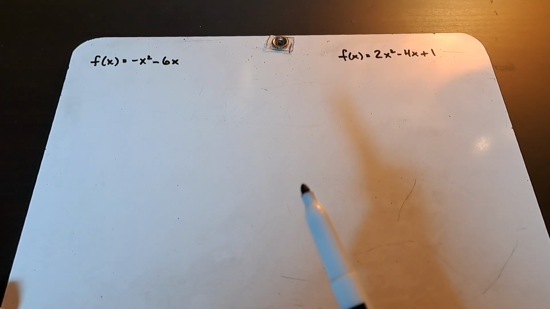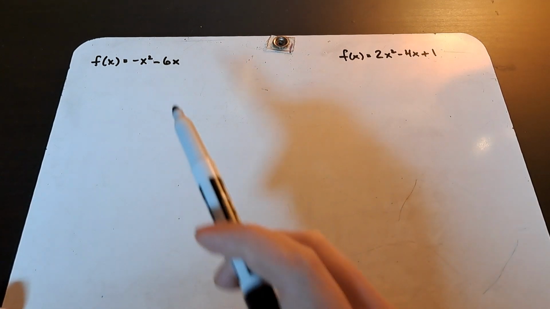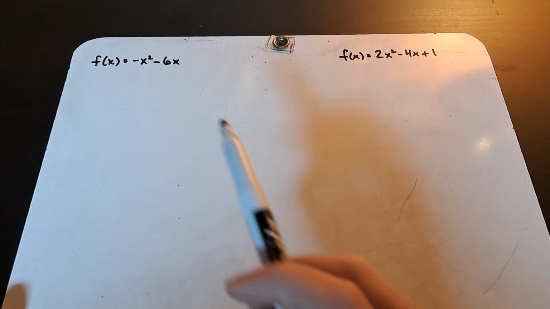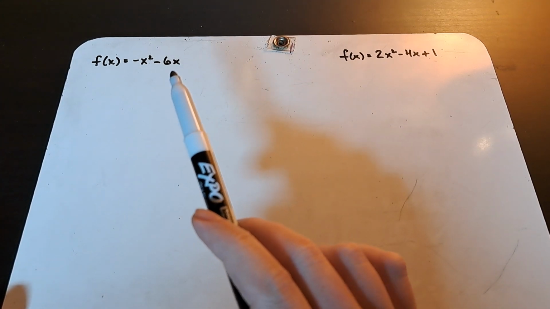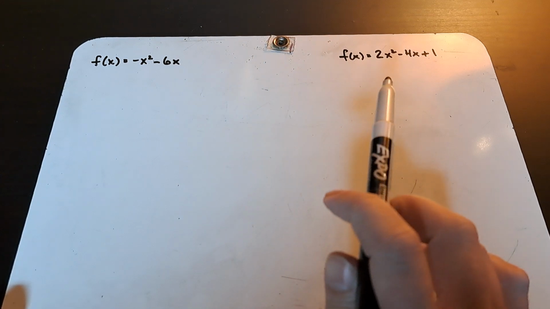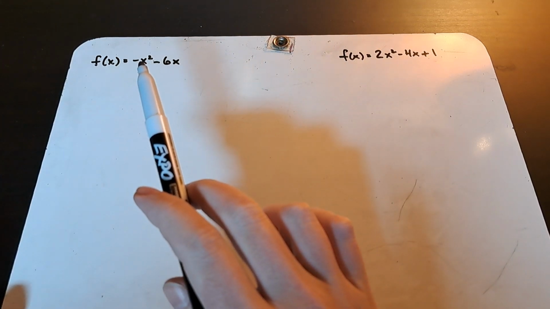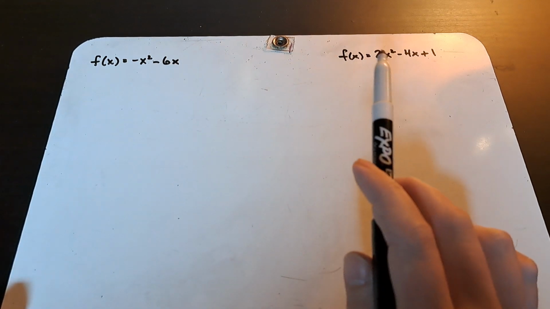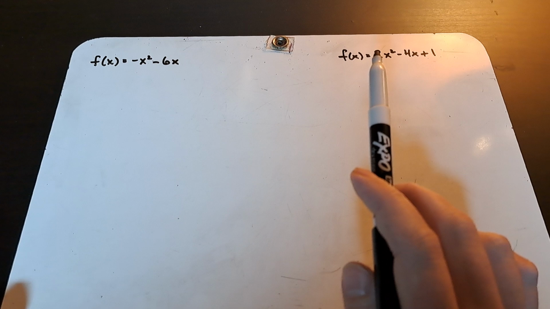But there are different things that you can notice about these different types of functions, and maybe what method you might want to use in order to graph it as quickly as possible. So today I have two functions here that I want to graph. What you might notice is the difference between these two is, first off, there's a negative coefficient in front of the x squared here, and there's a positive one here.